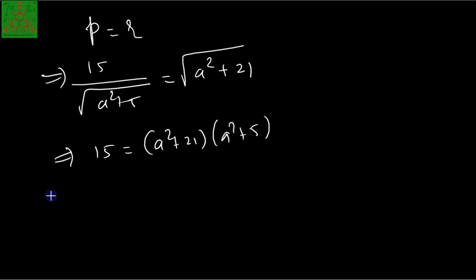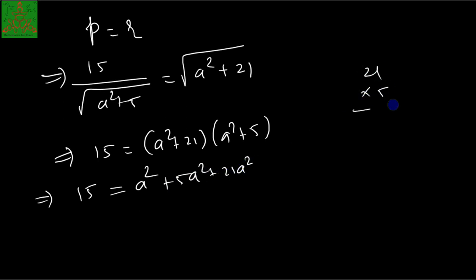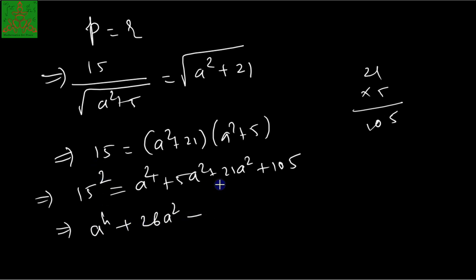So this will give you 15 into a square plus 21 into a square plus 5. If you simplify this, this will give you 15 square equal to a square plus 5 times a square plus 21, and 21 into 5 will give you 105. So this will give you a power 4 plus 26 a square minus 15 square, here it is 15 square, so this is 225. So 225 minus 105 will give you 120. So this is minus 120 equal to 0.